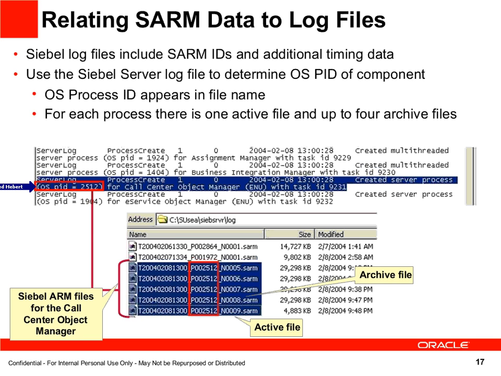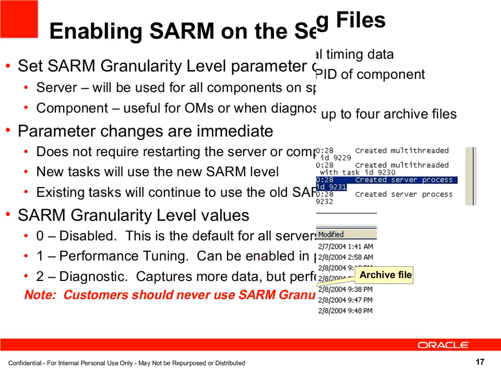You can also see the operating system process IDs. You can marry these up as well, so you can make sure that you're looking at the same SARM file and log file data that match up to one another. So there's some good things that we can do there.